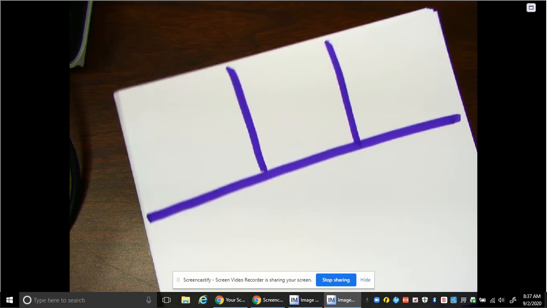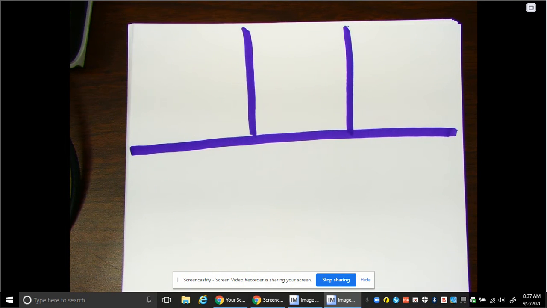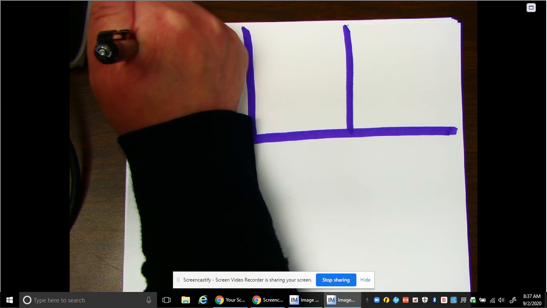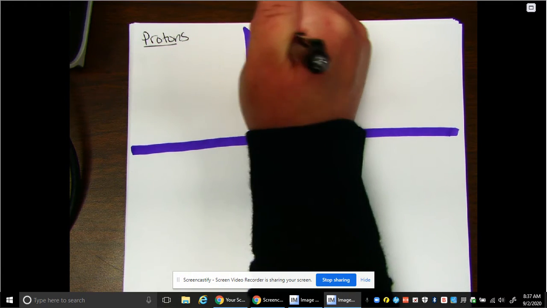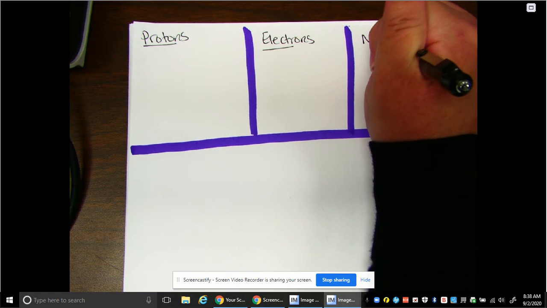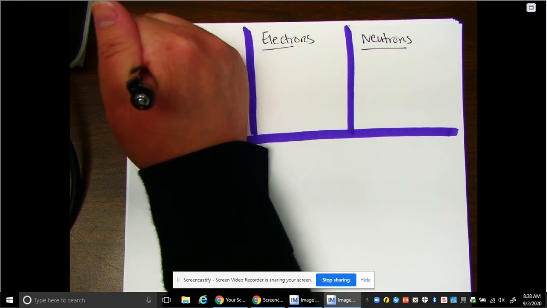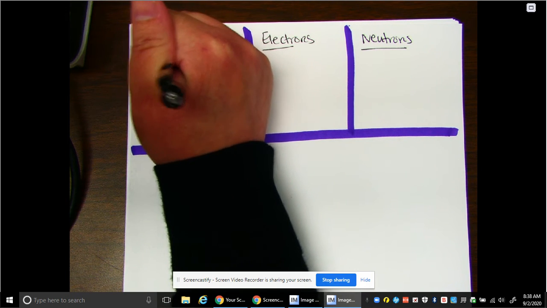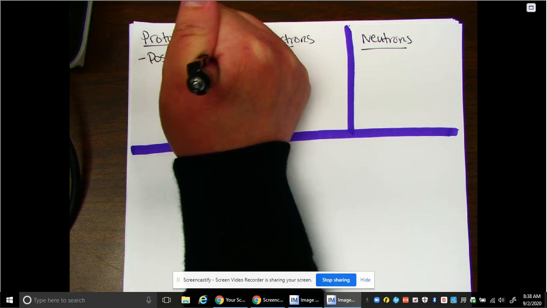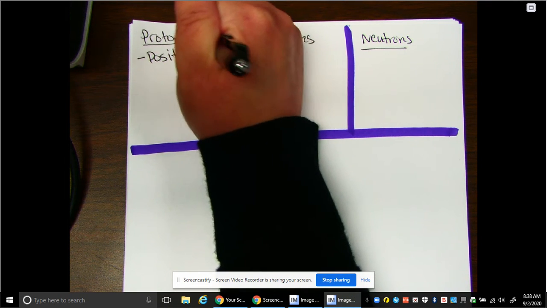So the top, I have 3 sections here, and we can probably guess what it is. Protons, electrons, and neutrons. The atom's 3 subatomic particles. Okay? Our protons are positively charged. Okay? They have a positive charge. Represented by the symbol P with the plus sign.